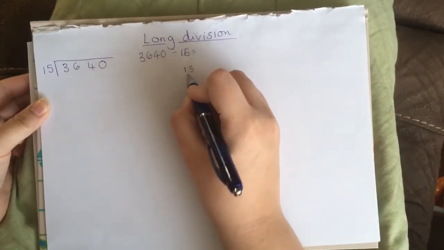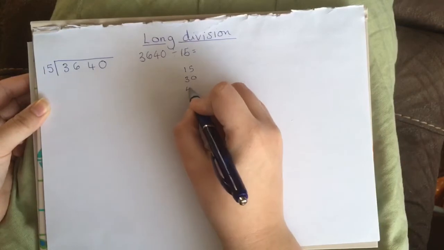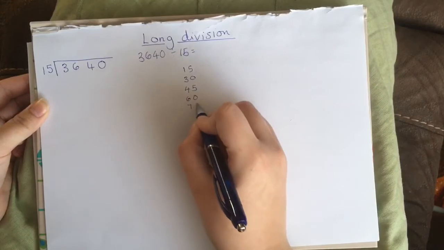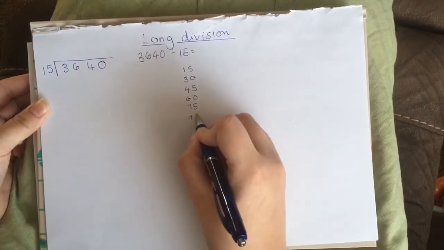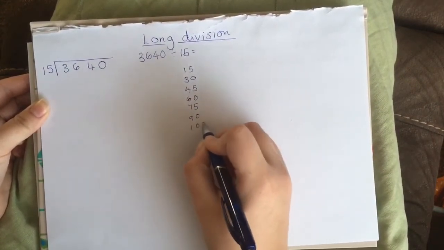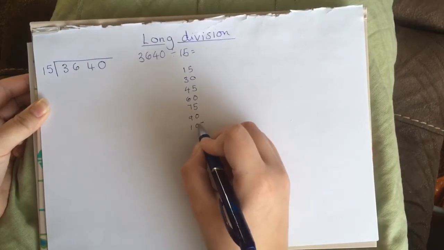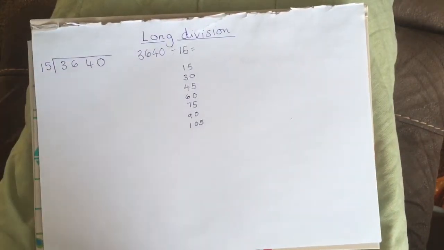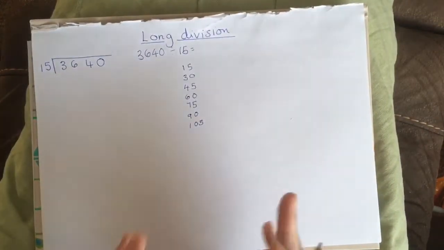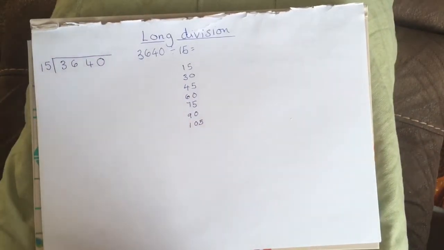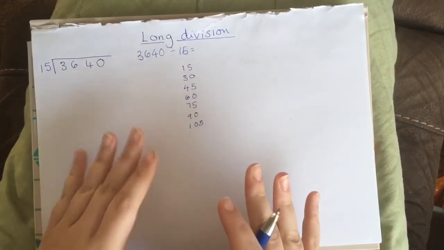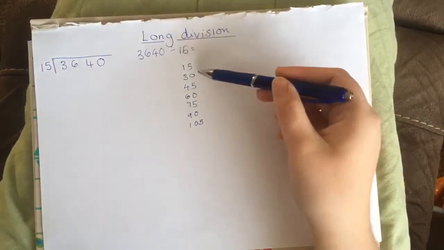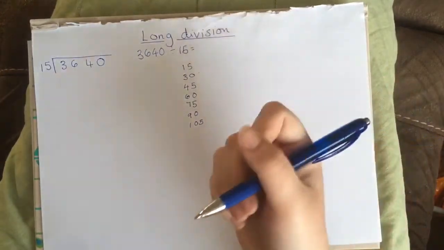So I've got 15, 30, 45, 60, 75, 90, and I'll just go up to 105. So I'll just go up to 105 because I don't think I'll need any higher. If I do, I can just carry on. If you don't know your 15 times table off the top of your head, don't worry, you're not expected to know this at all. All it is you're just adding 15 each time, so just do it that way.